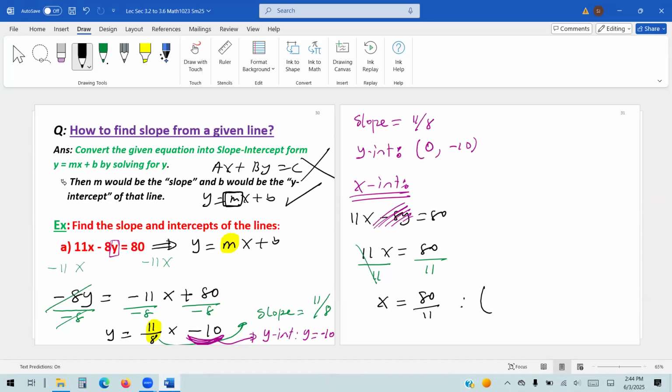No. Write the x-intercept as a point. Here we wrote the y-intercept as a point, now write the x-intercept as a point. (80/11) is the x, and our y is 0. In the final exam, they require you to write it in point format.